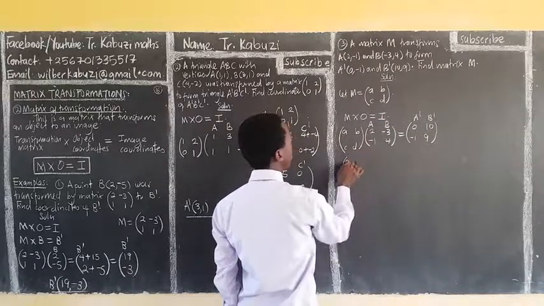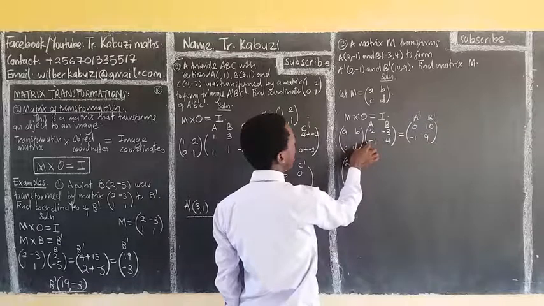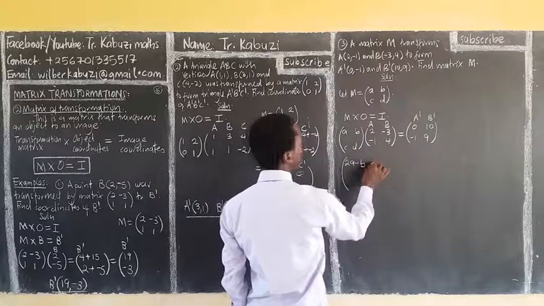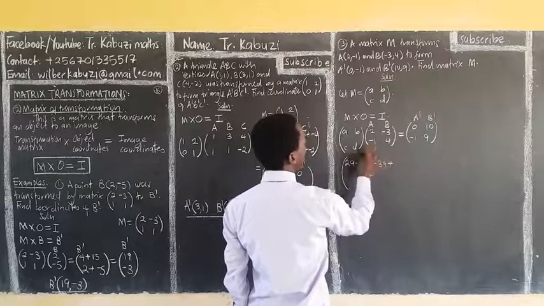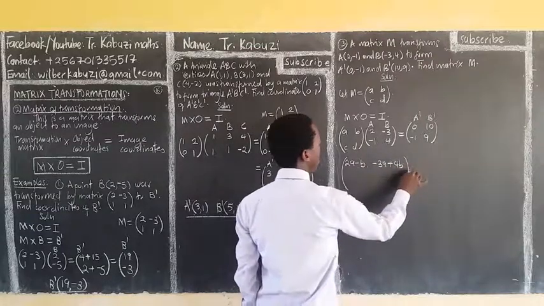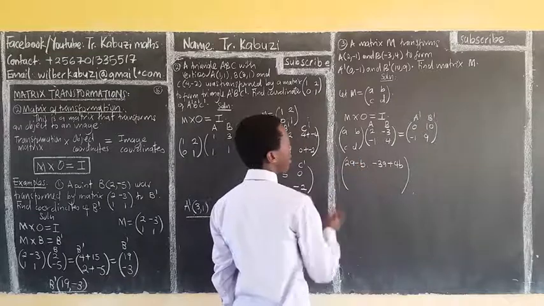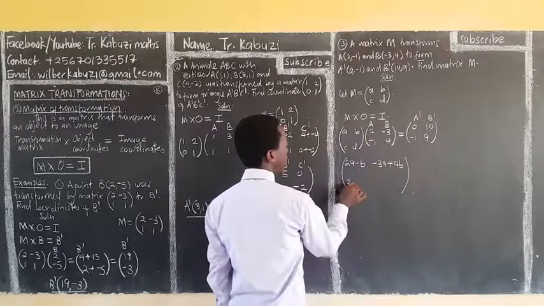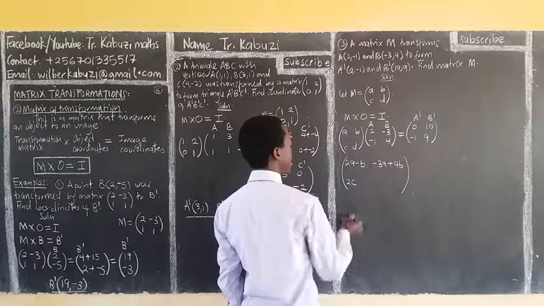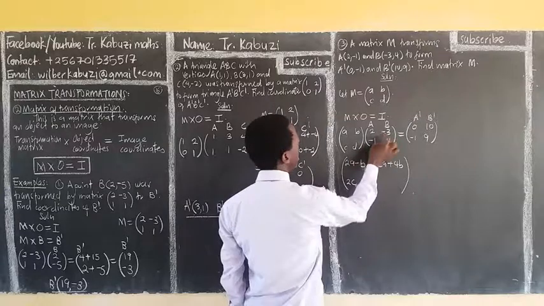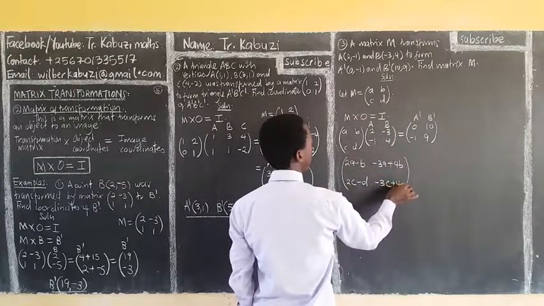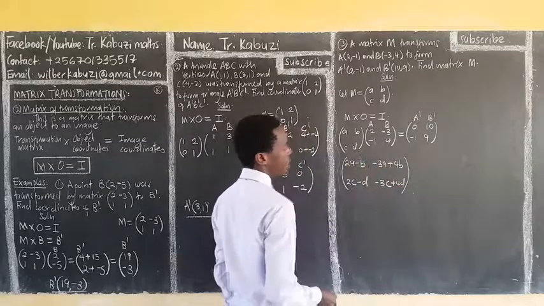This times this, we get 2A. Plus this times this, we get negative B. Then this times this, we get negative 3A. Plus this times this, we get 4B. So that will be our matrix. Then we come to the second row. This times this, we get 2C. Then plus this times this, negative D. A plus and a negative give a negative. This times this, negative 3C. Then this times this, 4D.